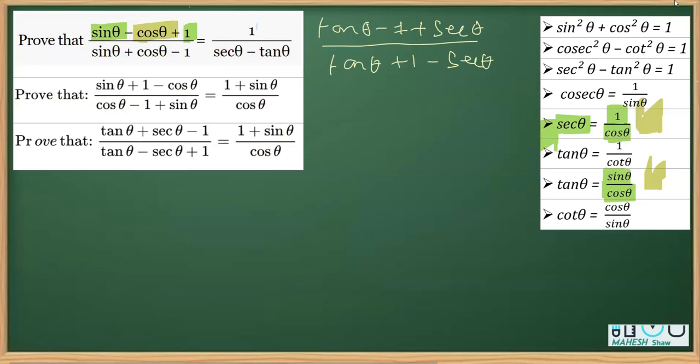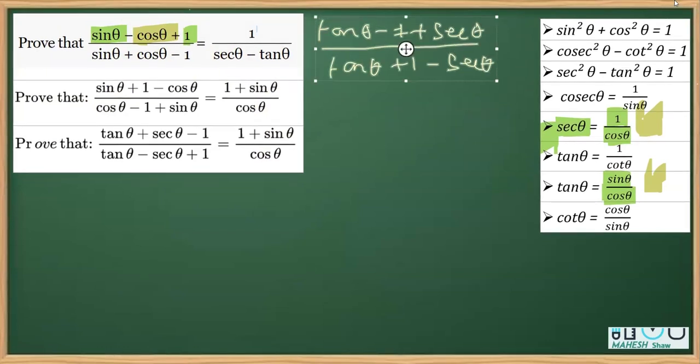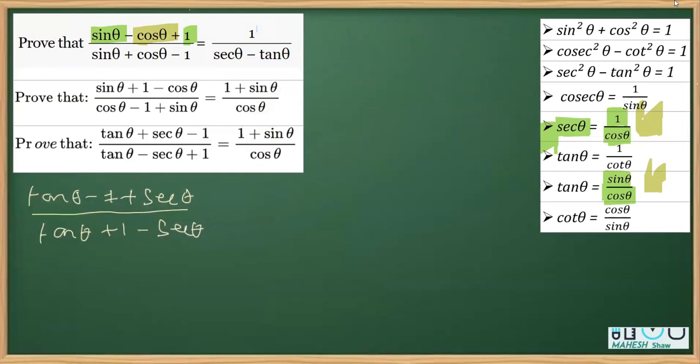Once we have converted them into sec and tan, you can see, isn't this the same as the LHS of the third question? Can you see now? So that is one step. The third one is one step ahead of this. That means when I solve the first step of this first question, we actually get the LHS of the third question, right?